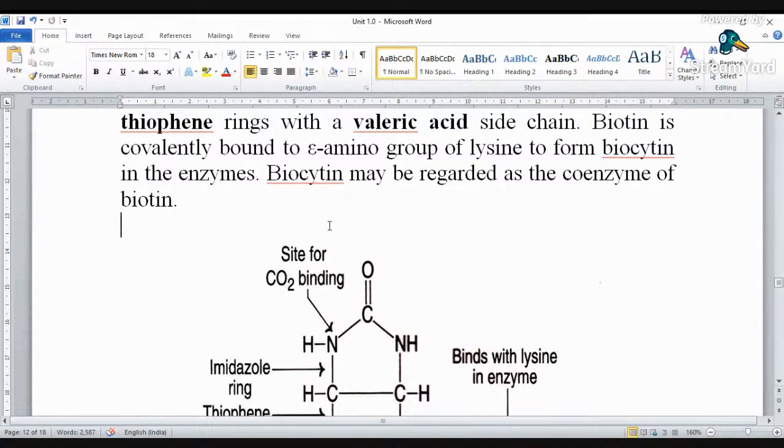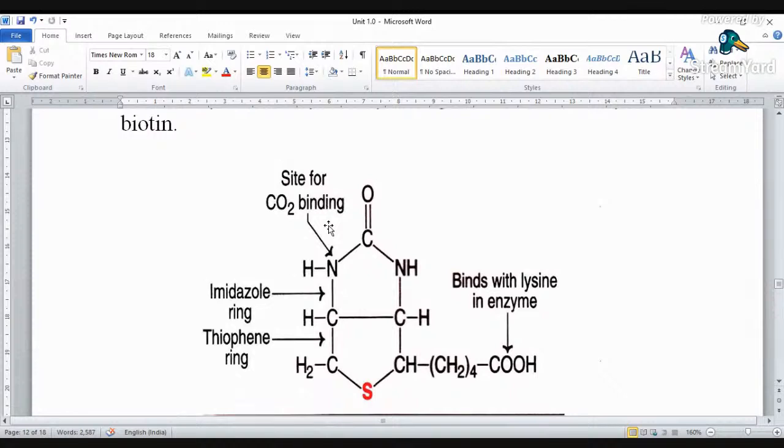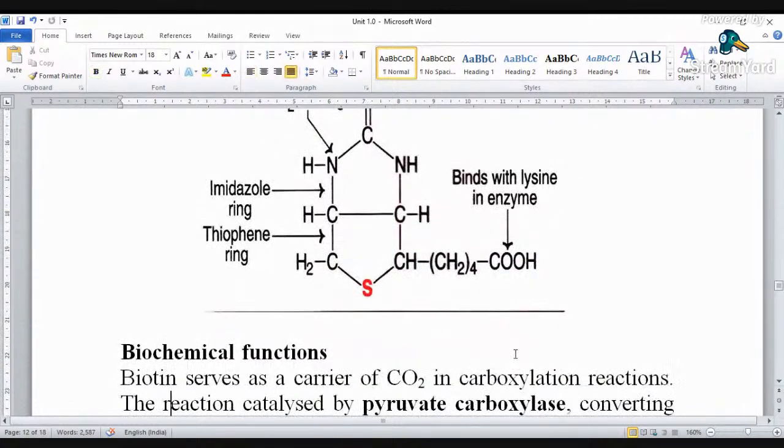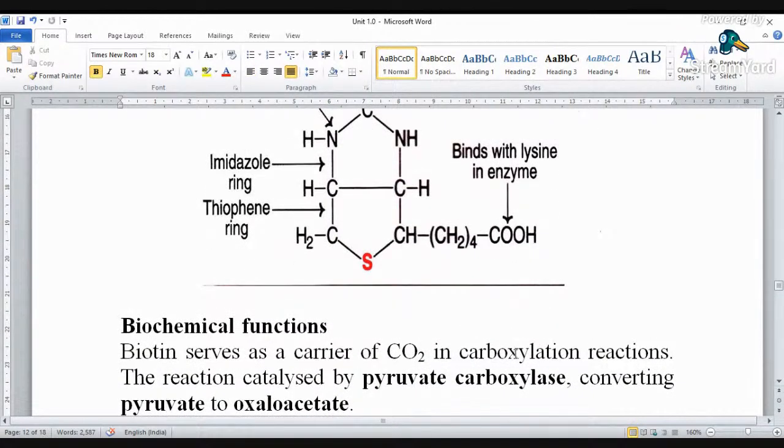Biotin चं coenzyme कोणते? Biocytin. It binds with the lysine in the enzyme, and it forms the biocytin. बायोसायटिन इज द ऍक्टिव्ह फॉर्म ऑफ विटॅमिन बायोटिन. बायोटिन विटॅमिन आहे, त्याचा ऍक्टिव्ह फॉर्म काय आहे?